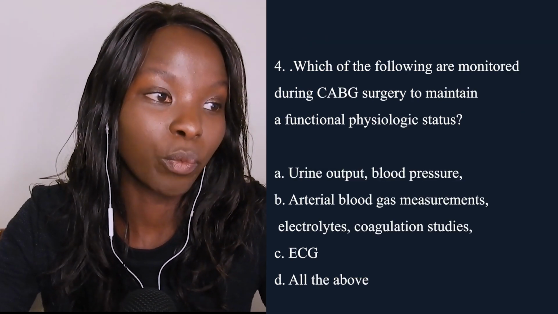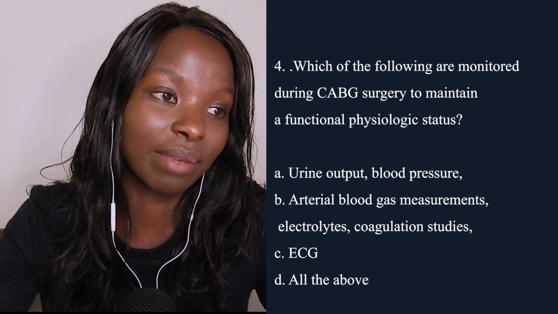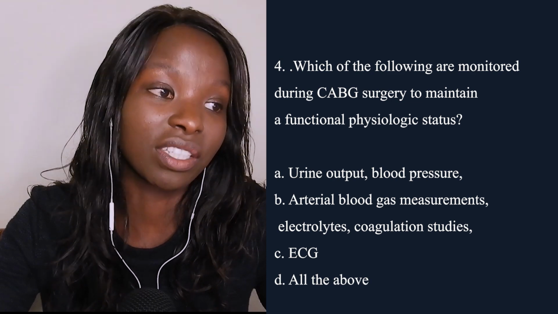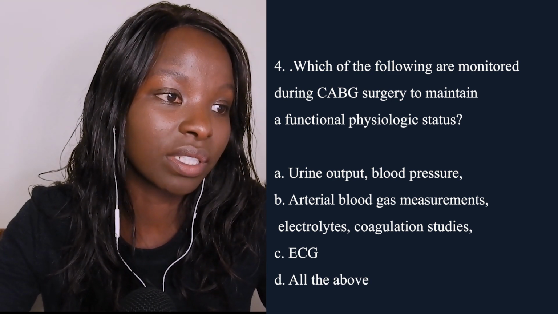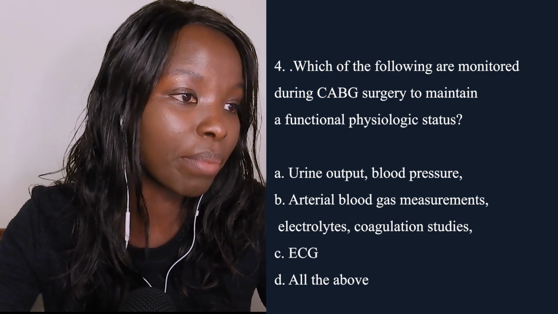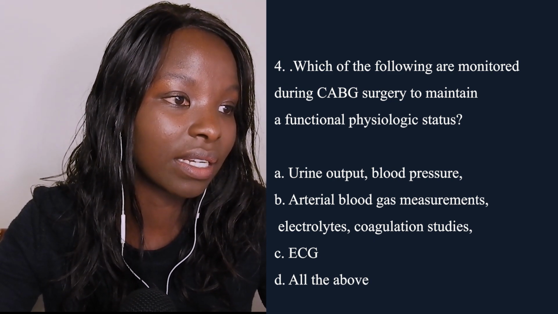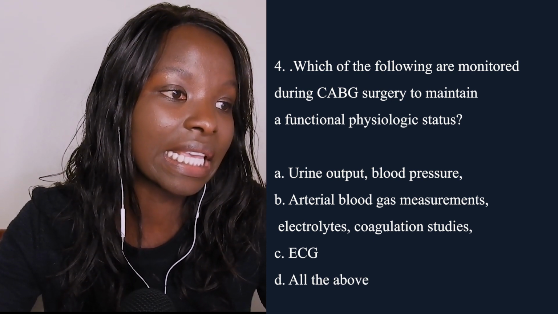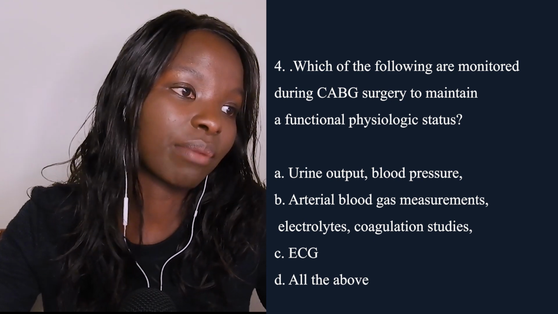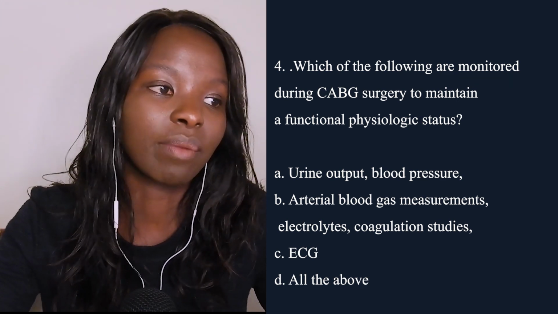Question number 4. Which of the following are monitored during CABG surgery to maintain a functional physiologic status? A, urine output and blood pressure. B, arterial blood gas measurements, electrolytes and coagulation studies. C, ECG. D, all the above. The correct answer is all the above.